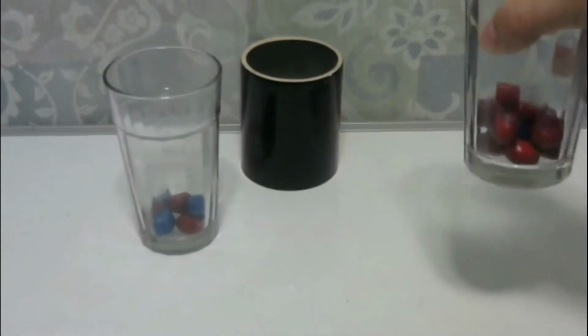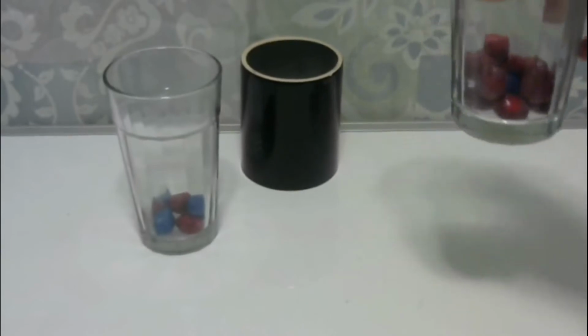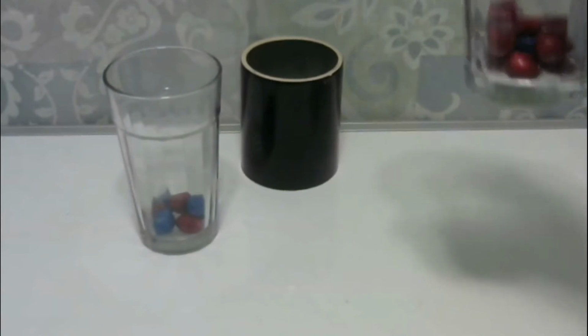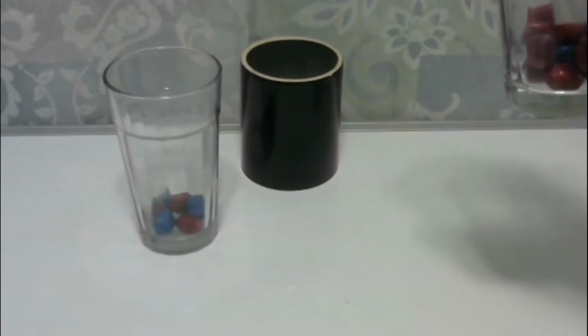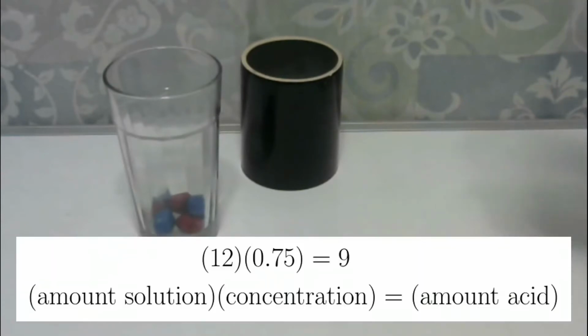Now I have a second cup. This is cup number 2. Cup 2 contains 12 liters of liquid total. So in other words, I've got 12 M&Ms in here. If 75% of the liquid in this cup is acid, then how many liters of acid are in cup 2? It should be 9 liters of acid in this cup. Notice we have here 12 times 0.75 equals 9, which is another example of the concentration equation, amount solution times concentration equals amount acid.